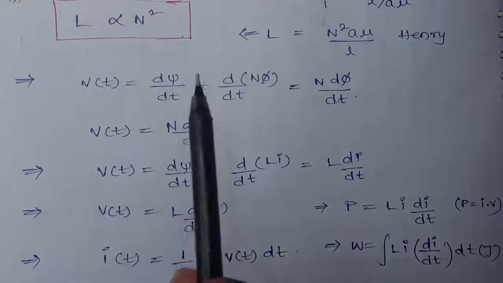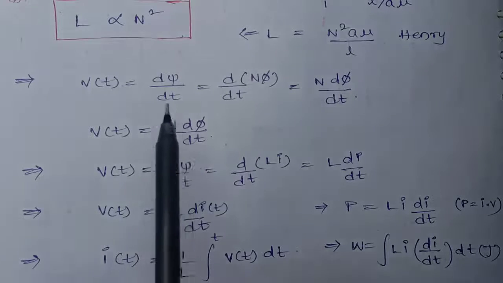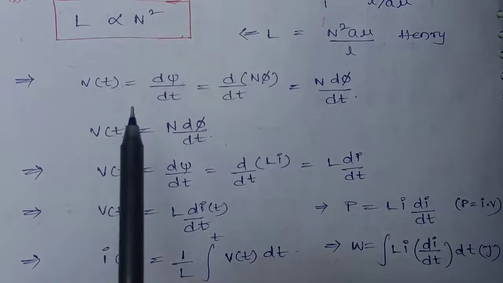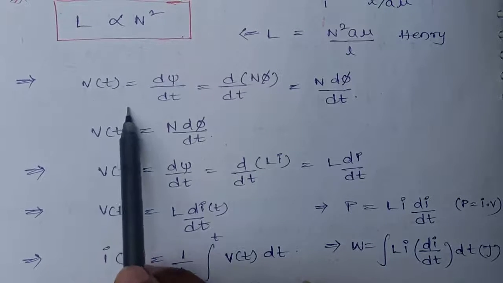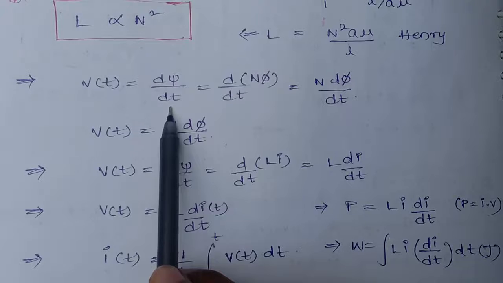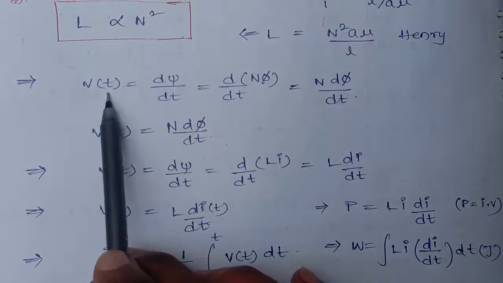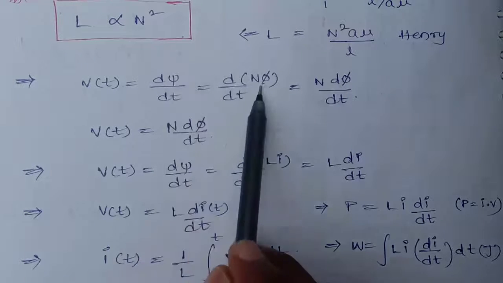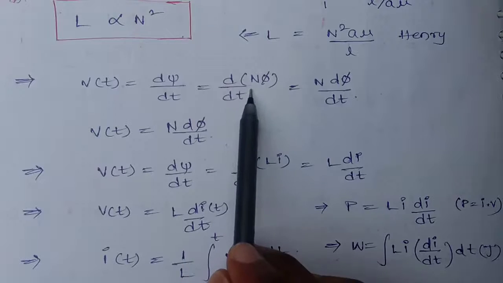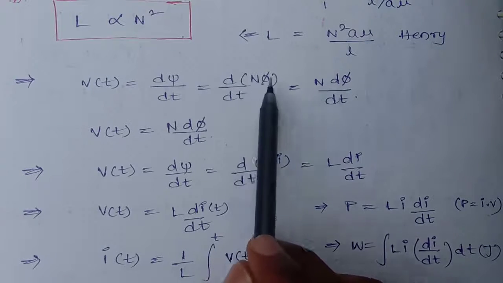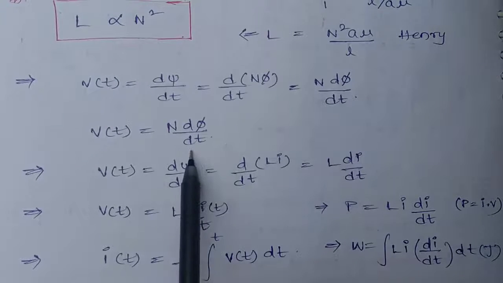If I want to write down the voltage and current per inductor from this expression, how we will write? The voltage from Faraday's law, we can write V of t is equal to d psi by dt. That means rate of change of flux with respect to time is called as voltage. We know that psi is nothing but N phi. So replace this psi with N phi. What will we get? d by dt of N phi. Here N is the constant, so N into d phi by dt. V of t is equal to N into d phi by dt.